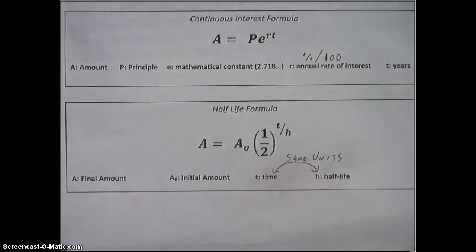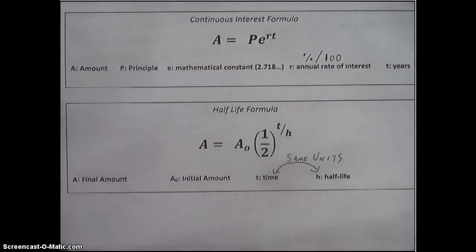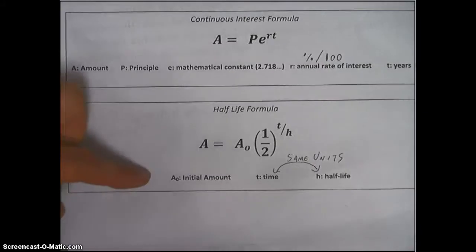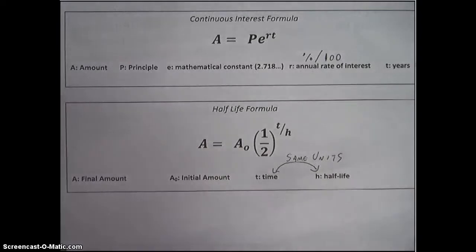Hi there, you've made it to the last video, congratulations, and this time we're talking about the half-life formula, which you're going to want to copy down on your sheet there. Let me just talk to you a little bit about this. This says A equals A sub 0 times 1/2 to the t divided by h power. The A is your ending amount, your A sub 0 is your initial amount, how much you start with, t is time, h is half-life.